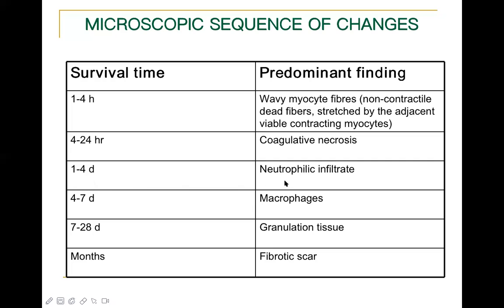From 1 to 4 day, neutrophilic infiltration. From 4 to 7 day, macrophages will come into the picture. From 7 to 28 day, granulation tissue is formed. Now see that still this granulation tissue is not known as scar. Okay, granulation tissue is a weak type of scar, you can say, or immature scar.